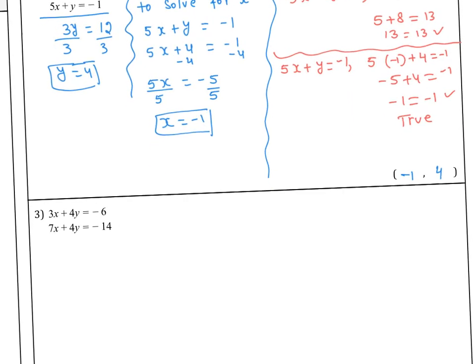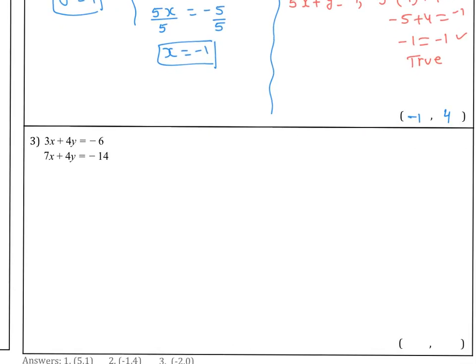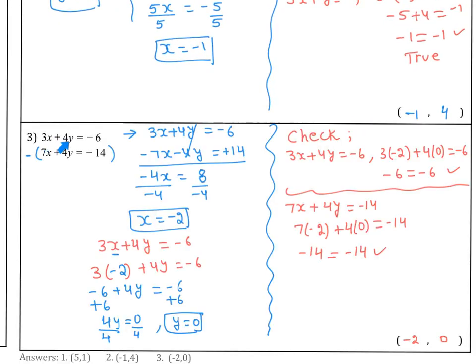Now the last question, this section is number 3. For number 3, 3x plus 4y equals negative 6. And the second equation is given as 7x plus 4y equals negative 14. Now, if you notice in this equation and this equation, nothing is cancelable, which means nothing has an opposite sign. But we can see that the 4y and 4y are the same. So if you somehow make this 4y negative, then we can cancel this 4y and this 4y.